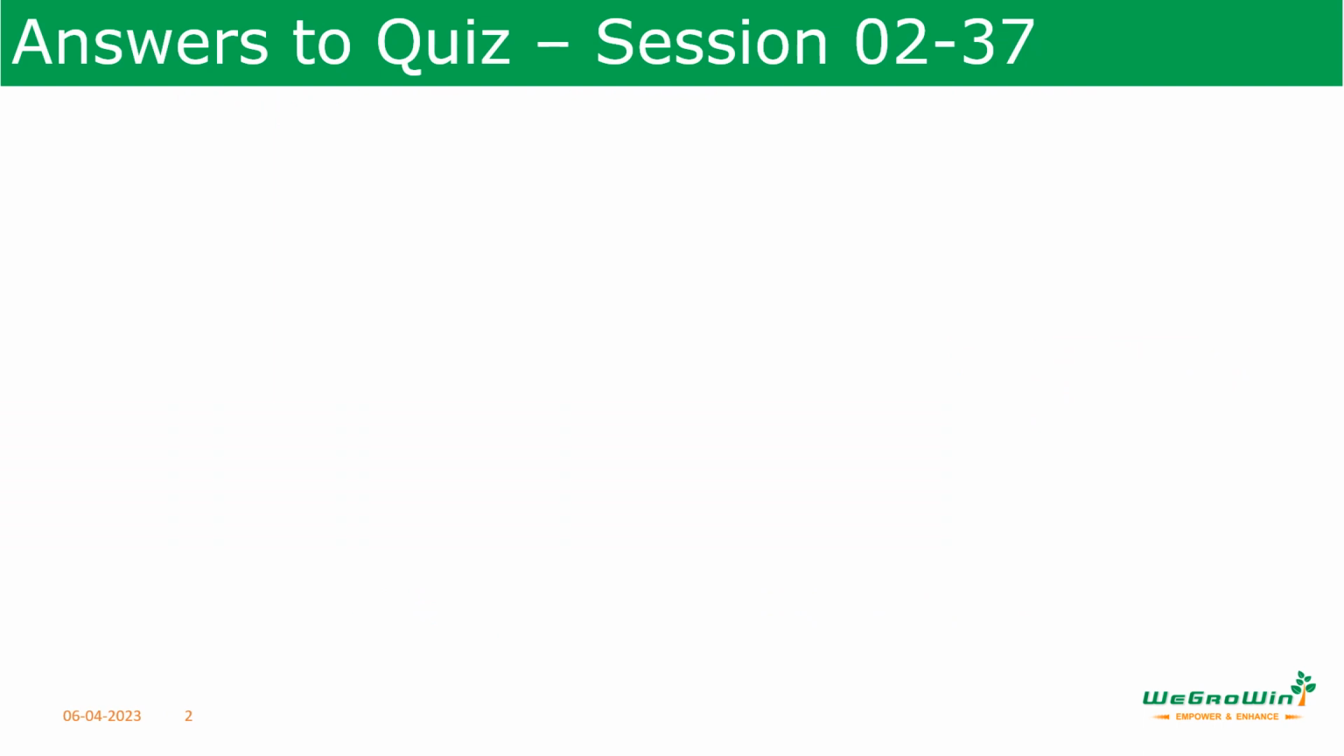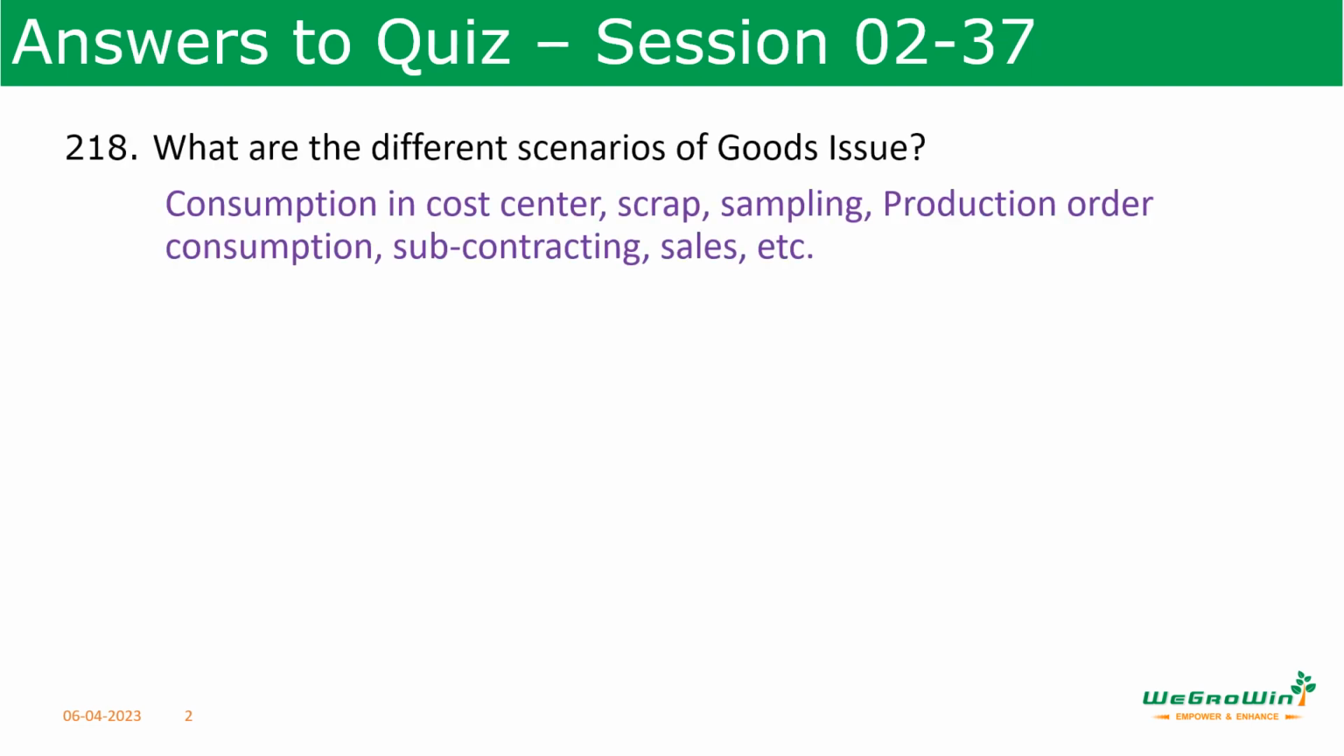Before going to the session, let us review the answers for the previous session's quiz. What are the different scenarios of goods issue? Goods issue can be done in different scenarios: consumption to cost centers, scrap, sampling, production order consumption, subcontracting, sales. All these transactions consume the material, which is goods issue.